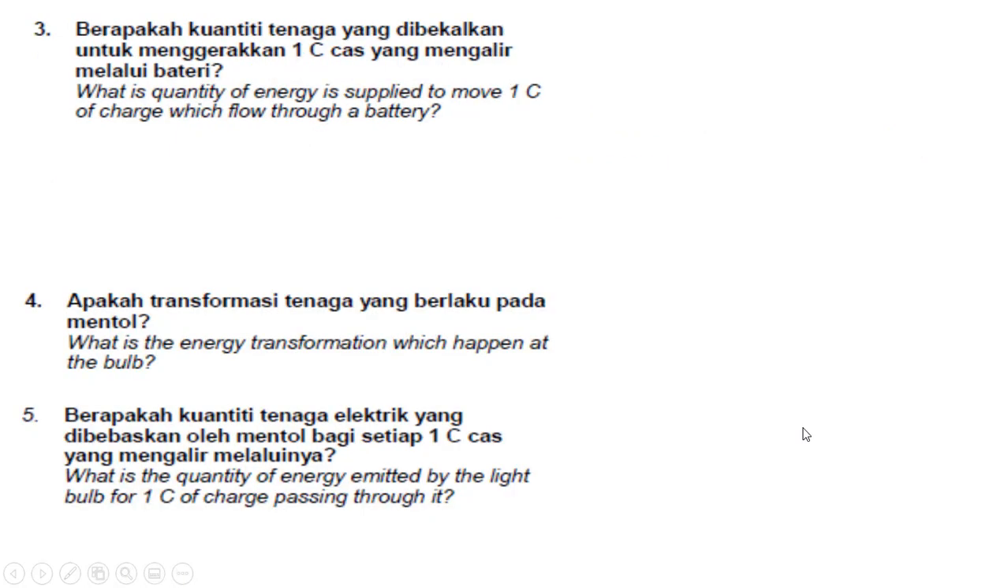Now we talk about charge. We want to move 1 coulomb of charge. What quantity of energy is supplied to move 1 coulomb of charge which flows through a battery? Okay, remember, this is what we call EMF. So the EMF is 3.0 volt. So in order to move 1 coulomb of charge from the battery throughout the circuit, we need to supply 3.0 joule of energy.